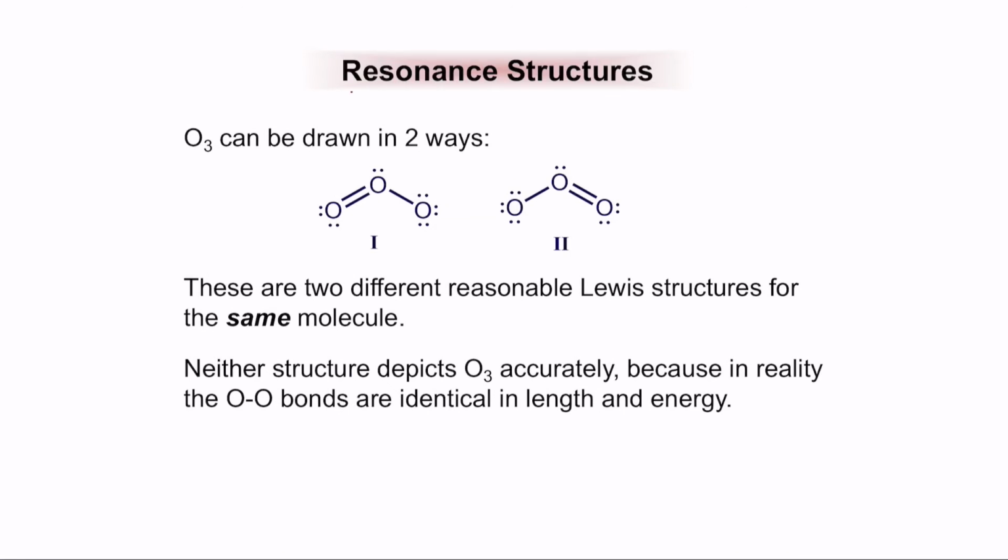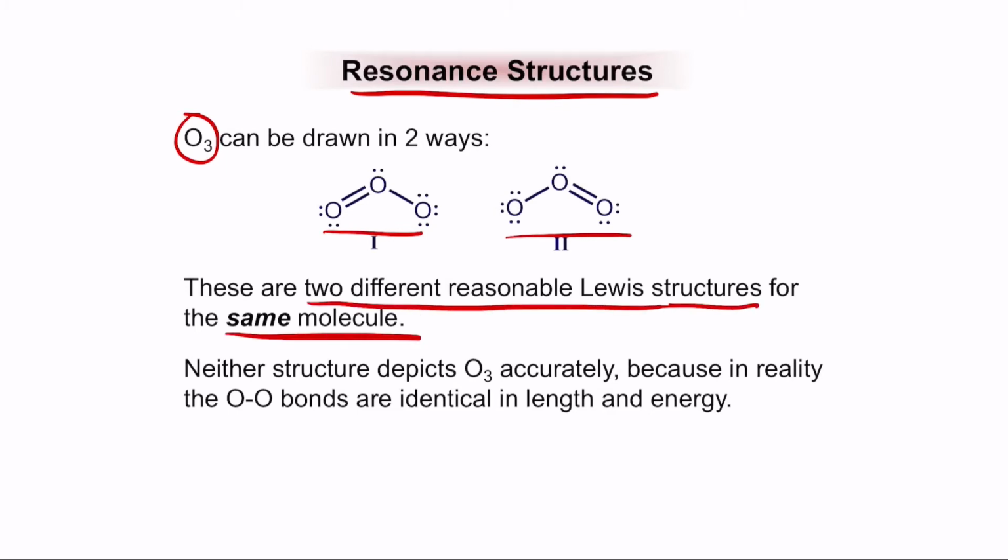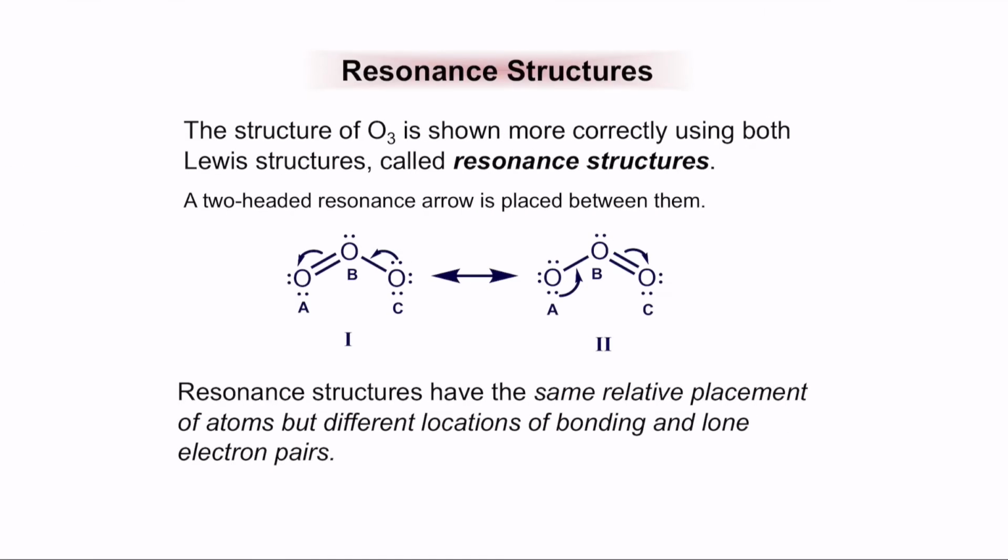Next let's talk about resonance structures. What is resonance is that when you take an example of ozone, ozone can be drawn in 2 ways. So this is one method and this is the second method. Notice that these are 2 different Lewis structures for the same molecule. But neither structure depicts O3 accurately, because in reality the oxygen-oxygen bonds are identical in length and energy. Because they are identical in length, it cannot be a double bond here, and it cannot be a single bond here. So the structure of O3 is shown more correctly using both Lewis structures. These are called the resonance structures.